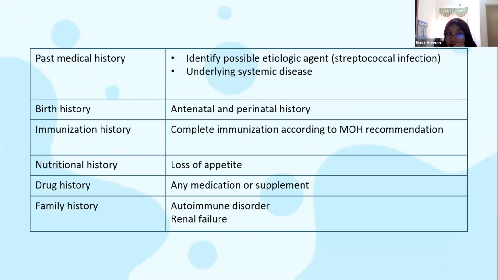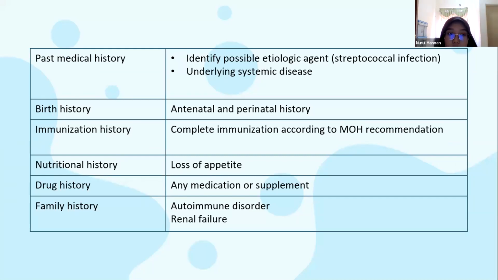So we should also ask about the past medical history to identify possible etiologic agent such as the streptococcal infection. And we should also ask about any underlying systemic disease such as SLE or HSP, Henoch-Schonlein purpura. And also we should ask about the birth history, immunization history, nutritional history, drug history, and also family history if there is any family with autoimmune disorder, or if there is any hereditary disease of hereditary nephritis. And also we should ask if there is any family history with renal failure that have dialysis.